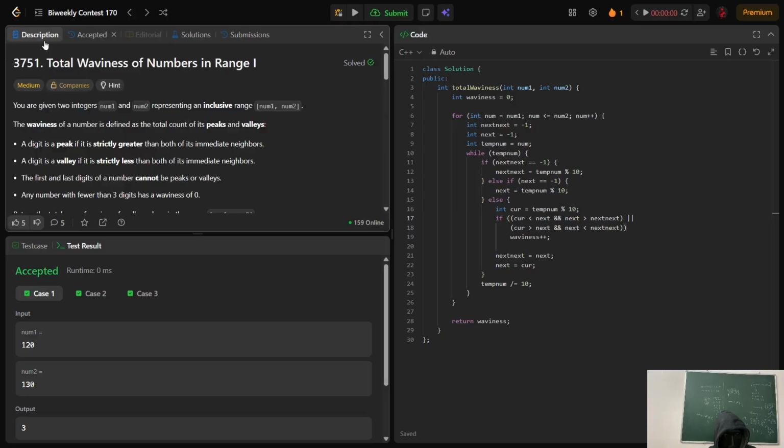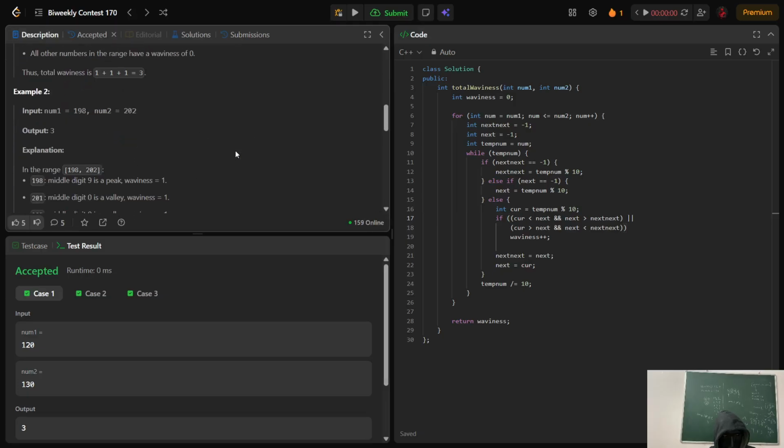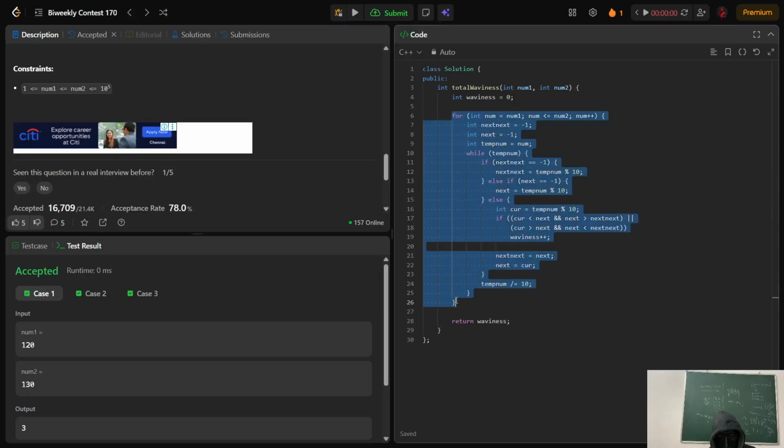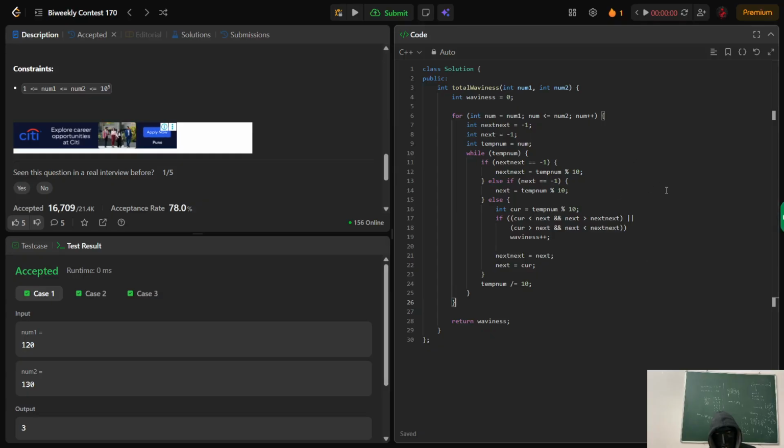So in this way you could have easily solved the problem. Since the constraint has range 10 power 5, these two for loops are going to take 10 power 6 operations, which is lesser than 10 power 8, so it is going to be accepted. So the time complexity of this is O of n into the maximum number of digits, you can say, or you can say 10 into n, and space complexity is constant.